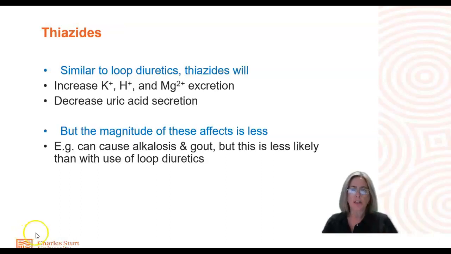Similar to the loop diuretics, thiazides will increase potassium, hydrogen, and magnesium excretion, and also decrease uric acid secretion. But the magnitude of these effects seems to be less than with the loop diuretics. For example, because they increase free hydrogen secretion, they can cause metabolic alkalosis. And because they decrease uric acid secretion into the filtrate, that can lead to hyperuricemia and then deposition of those uric acid crystals in joints to cause gout. But this is less likely than with the use of a loop diuretic.